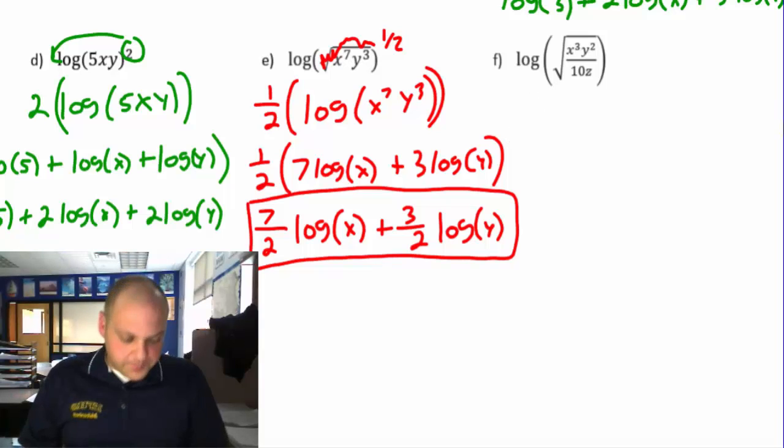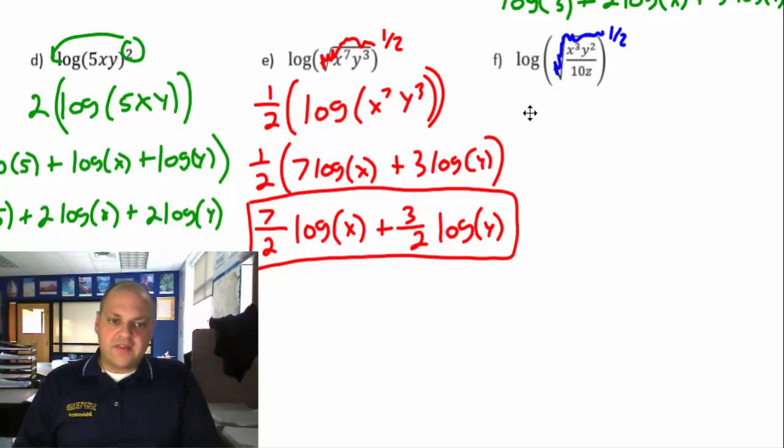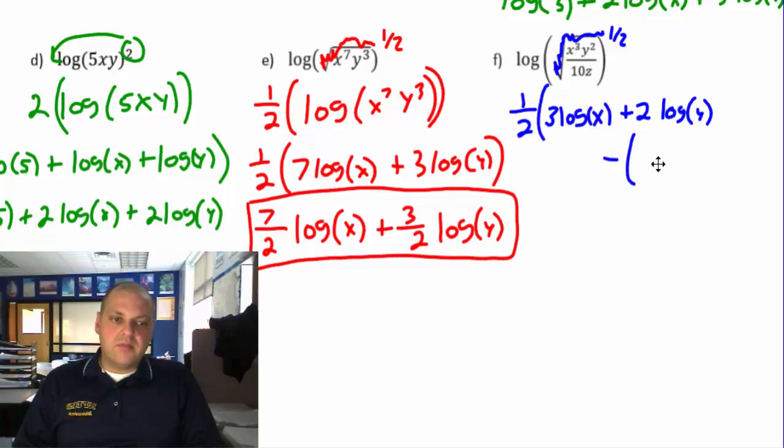Okay? And then this last one here, again, the radical basically just means to the 1/2. So it's, again, half times, what's that? So it'll be 3 log x plus 2 log y minus log 10 plus log z.